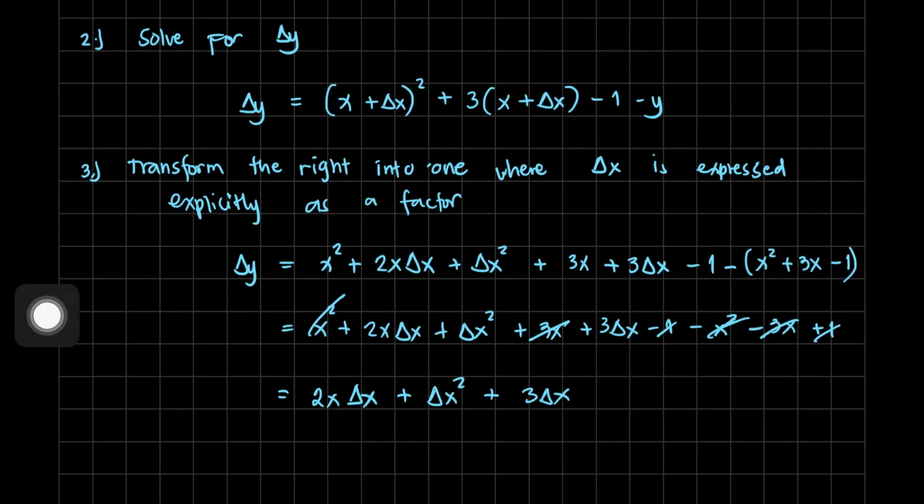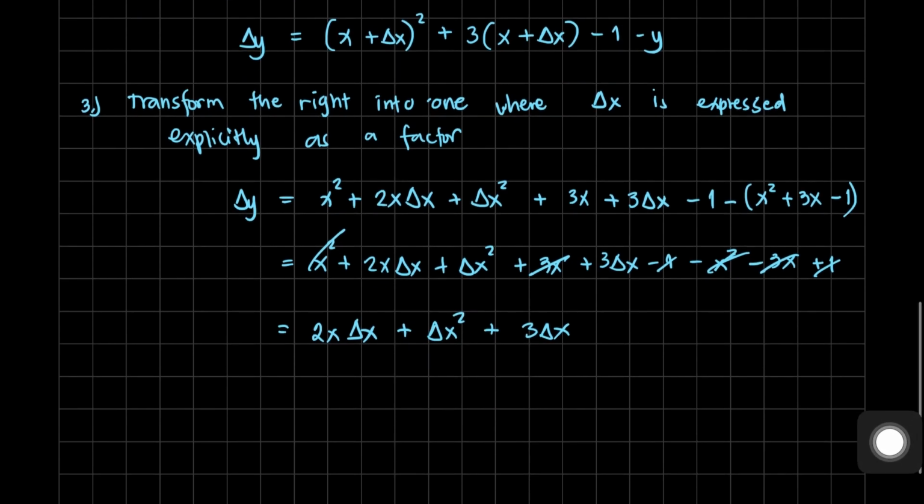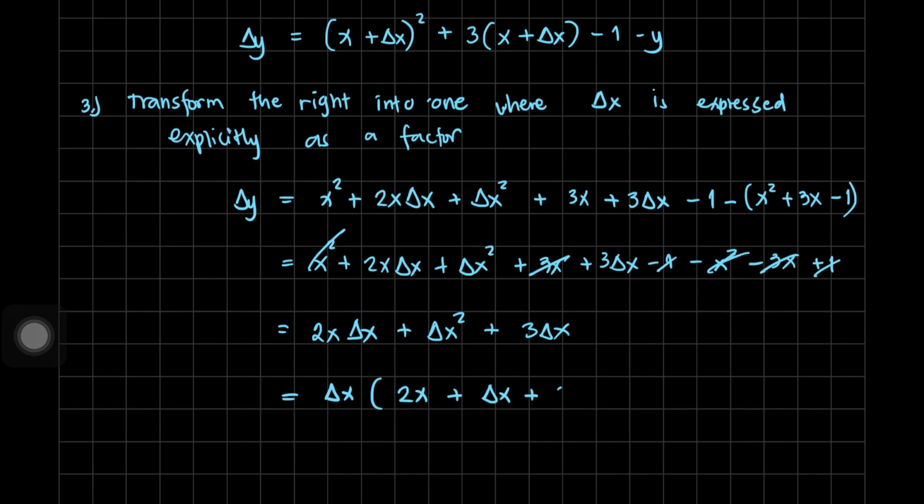So the simplification of this expression is now equal to 2x delta x plus delta x squared plus 3 delta x. And the third step here is to transform the right side of the equation into one where delta x is expressed explicitly as a factor. So we're just going to factor out delta x in this expression. The factor out of delta x here would now be delta x multiplied by 2x plus delta x plus 3. So this is now delta y equals delta x times 2x plus delta x plus 3.